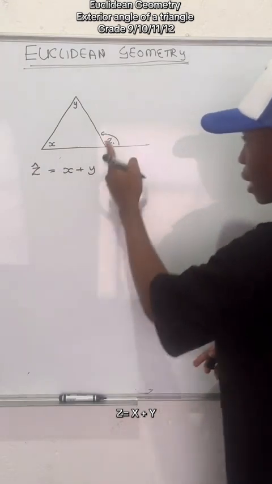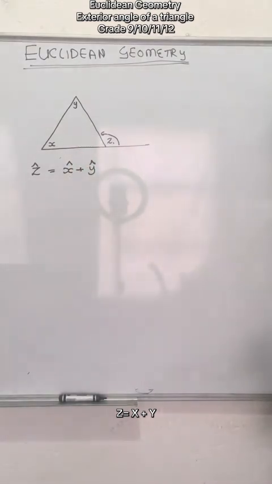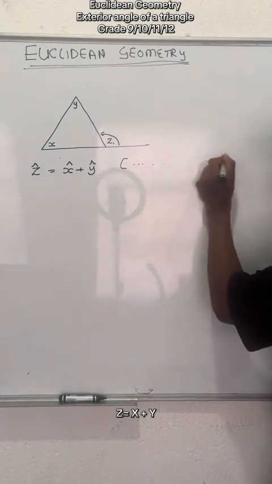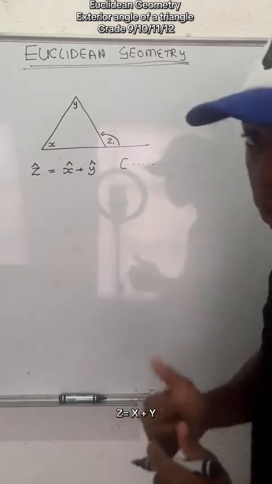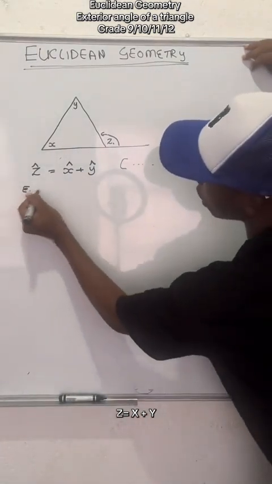Angle Z is equal to angle X plus angle Y. That is a rule. Then when we write it down, the exterior angle of a triangle is equal to the sum of the opposite interior angles. Sharp, sharp. Now, let's just make an example.